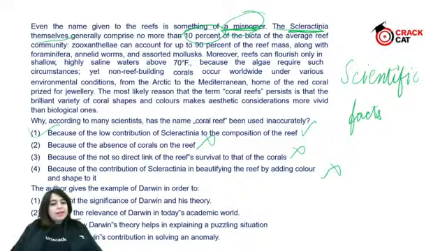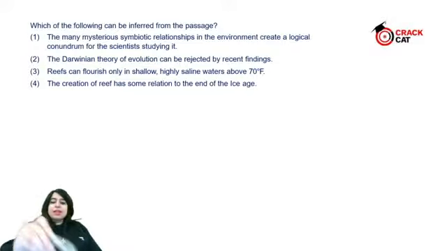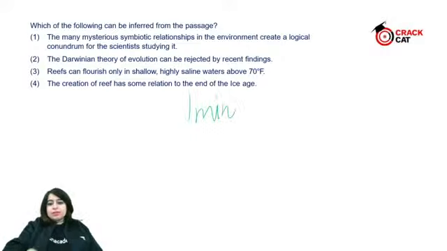To highlight the significance of Darwin and his theory, not really. Explain the relevance of Darwin in today's academic world. Not really, it is too general to be the answer. To explain how Darwin's theory helps in explaining a puzzling situation or highlight Darwin's contribution in solving an anomaly. I think it should be the third one on the basis of what we just read. And here is our last question. It says, the following can be inferred from the passage. I'll give you guys a minute's time to solve this.